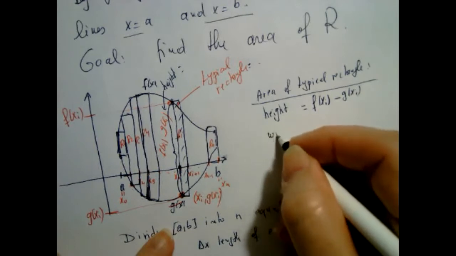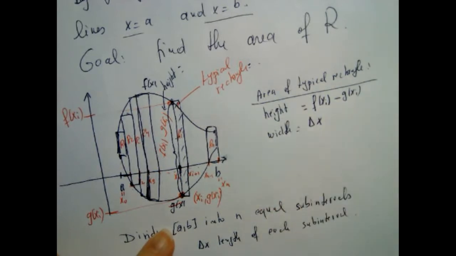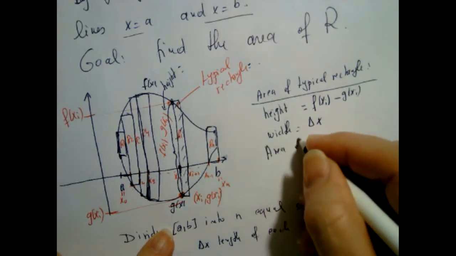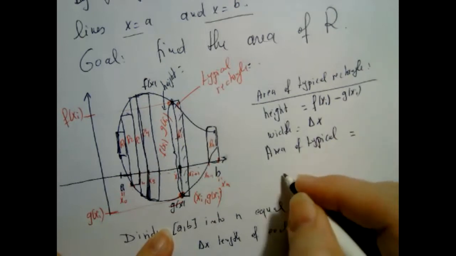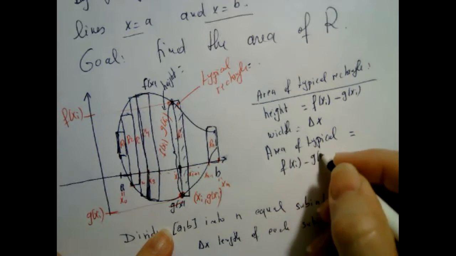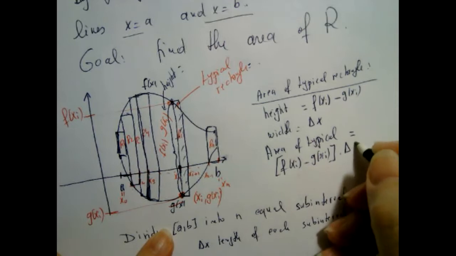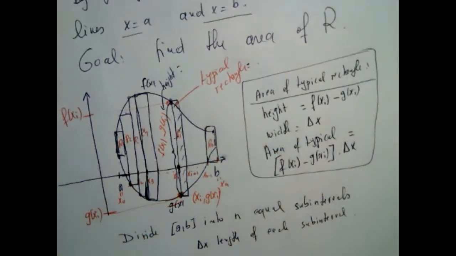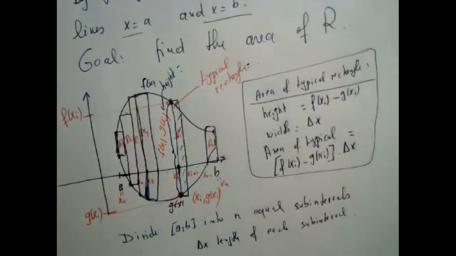The width is delta x. So the area of the typical one is f of xi minus g of xi times delta x. That's going to be the heart of what we're going to do. So we're going to focus on one of them, what we call the typical one, and analyze it.